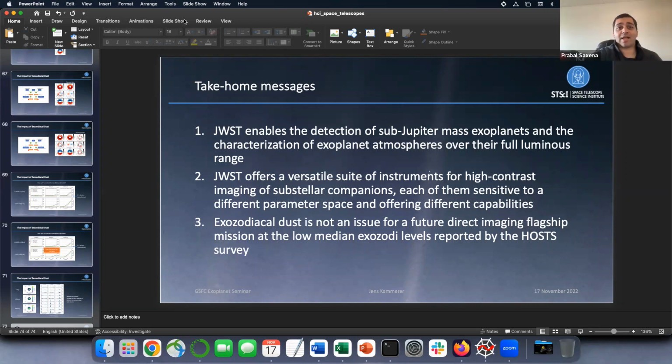Yeah, I think L and M data points would be awesome, relative to N band or something like that. Awesome. Thank you, Jens. No worries.